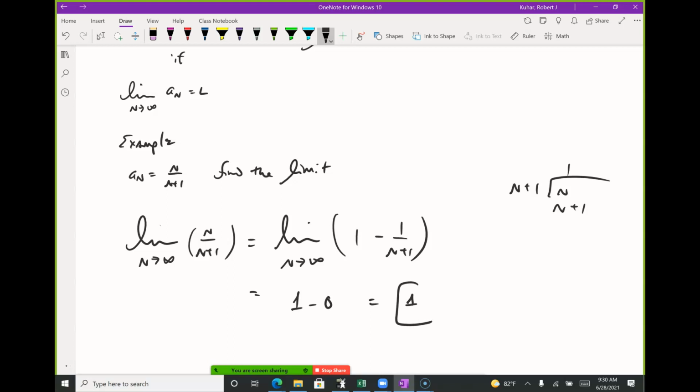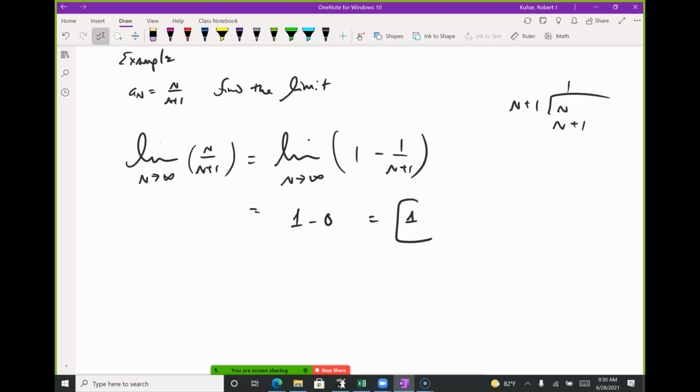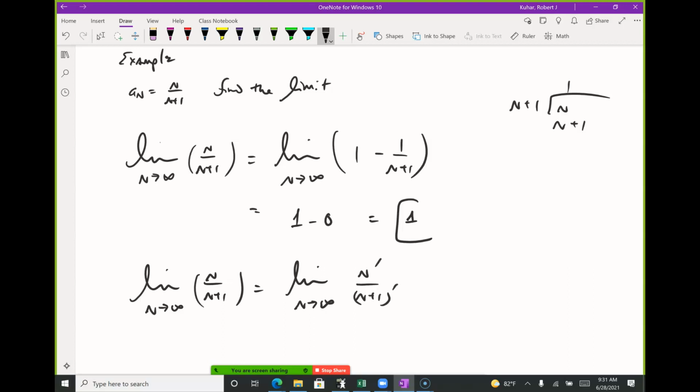Could we have done something else there? Did you apply L'Hopital's rule? Exactly. So the limit as n goes to infinity of n over n plus 1 is the same as the limit as n goes to infinity of n prime over n plus 1 prime, right? And there's a little hop there, I got infinity over infinity. So that's the limit as n goes to infinity of 1 over 1, which of course is 1. So all of your little Calc 1 limit skills are going to come back into play in this particular section.